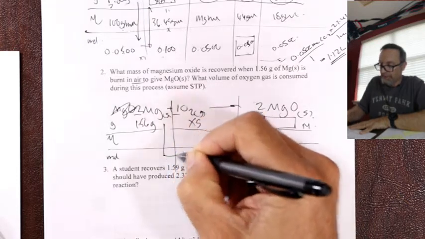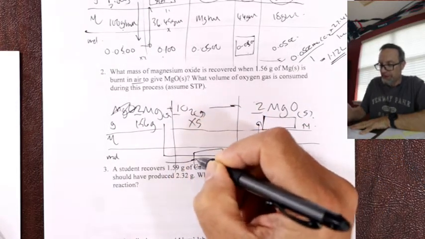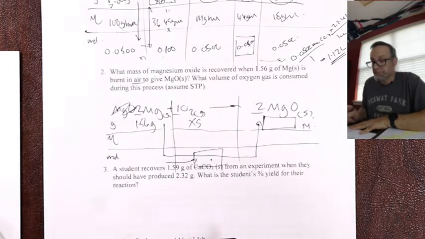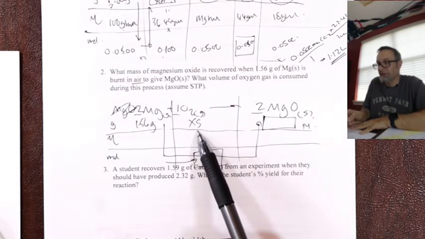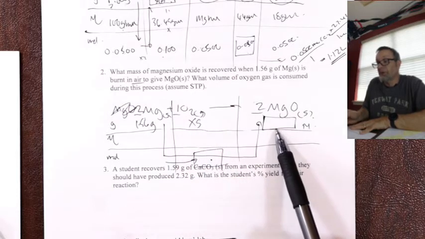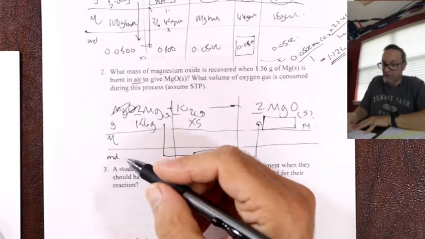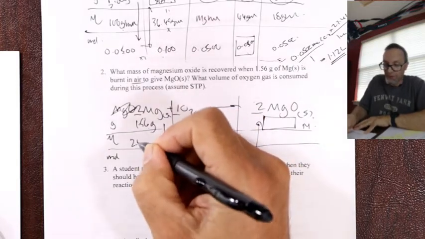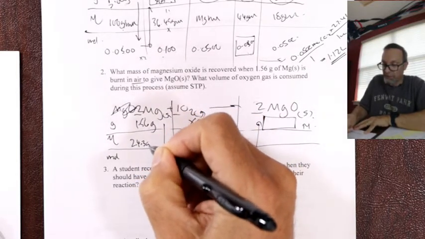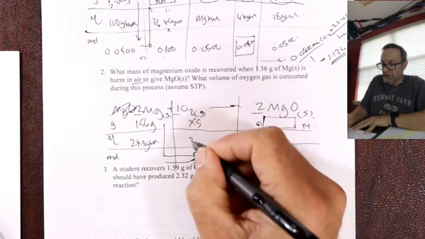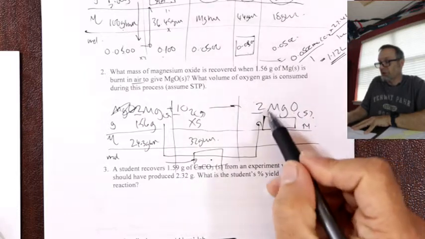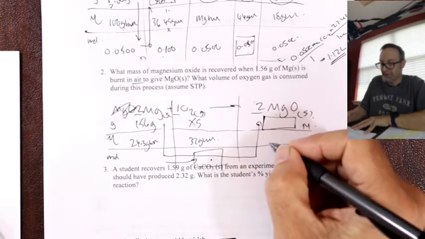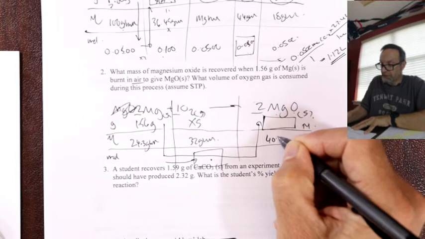We go to here and we also go to here. That's what the question gives us: 1.56 grams of magnesium reacts with excess oxygen to make some unknown theoretical yield of magnesium oxide. So we need the numbers. Magnesium from the periodic table, 24.3 grams per mole. Oxygen O2, 32 grams per mole. And then magnesium oxide, remember it's just the formula, 24 plus 16, 40.3 grams per mole.